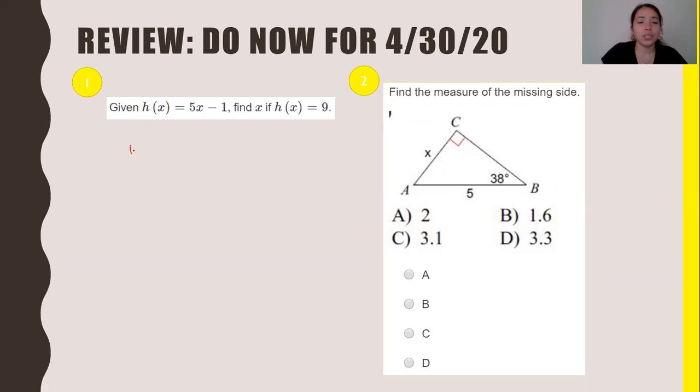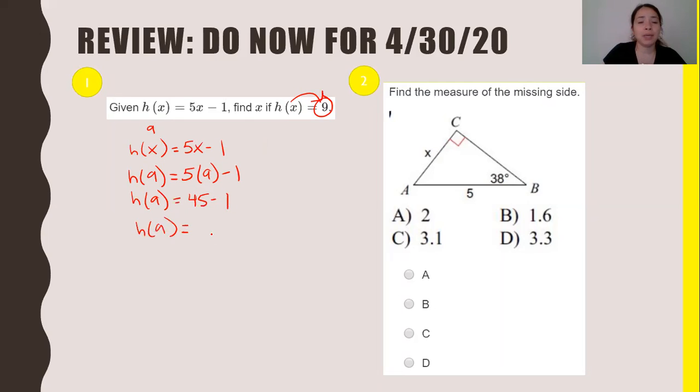Remember that when you have h of x equals 5x minus 1, or whatever variable they use, h of x is going to be 9. So we're going to take h of 9 is equal to, and now anytime you have an x, you're going to plug in 9, like that. So your answer will end up being 5 times 9 is 45, minus 1.